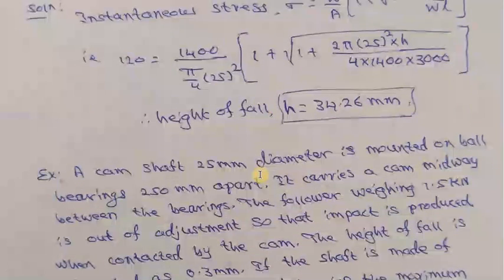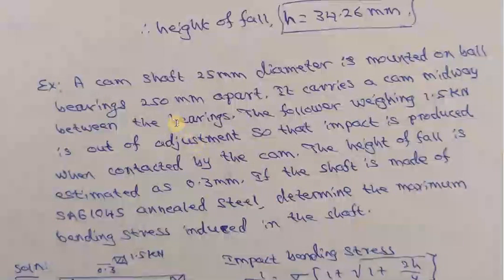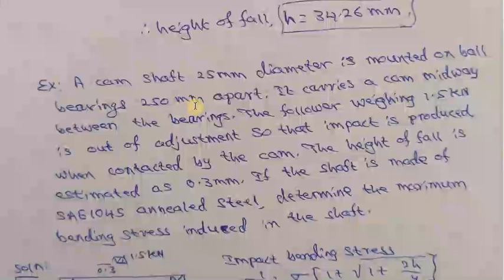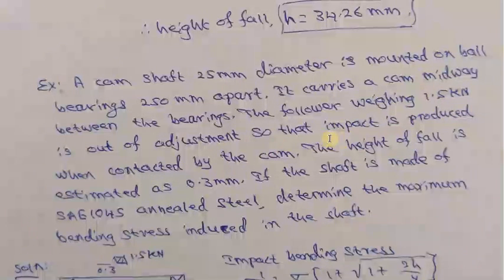Okay. I have another example. A camshaft of 25 mm diameter is mounted on ball bearings 250 mm apart. It carries a cam midway between the bearings. The follower weighing 1.5 kN is out of adjustment so that impact is produced when contacted by the cam. The height of fall is estimated as 0.3 mm. You can see the height of fall is very, very less.